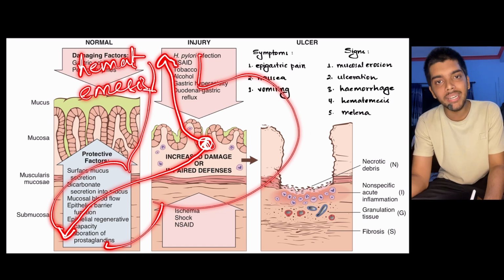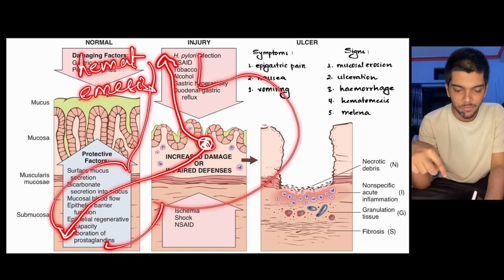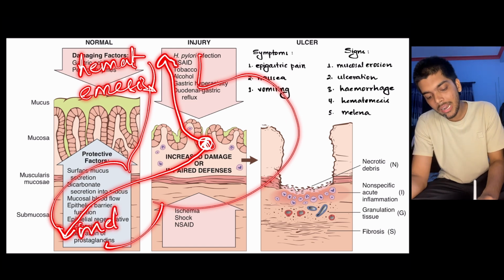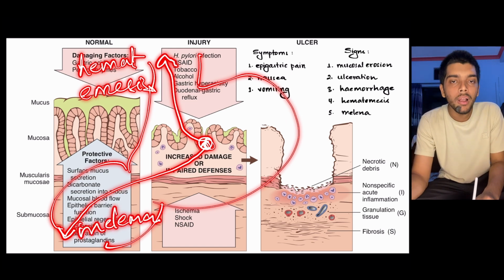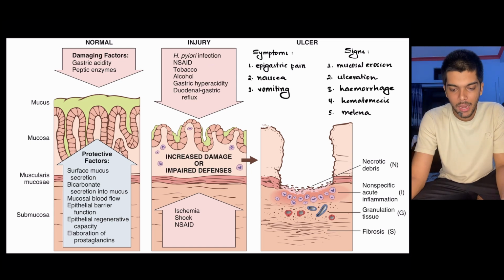Emesis means vomiting. Hemat means blood. So there is presence of blood in vomit. Second is melena, that is blood in stool. Due to the presence of hemoglobin in stool, the stool becomes dark black in color. Those are the signs and symptoms.